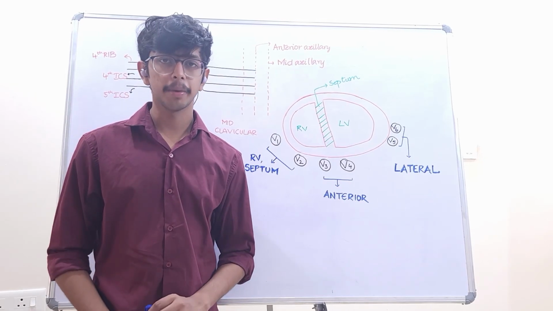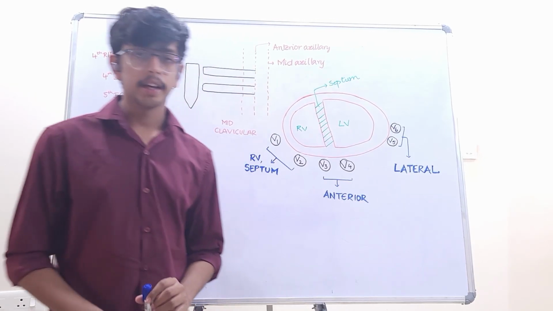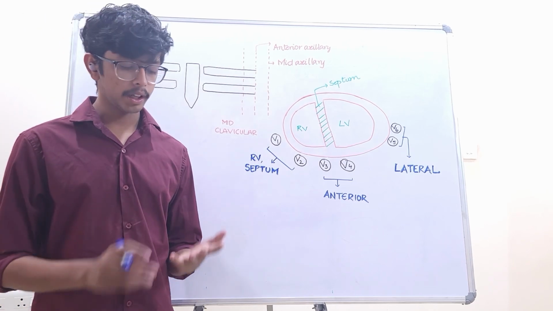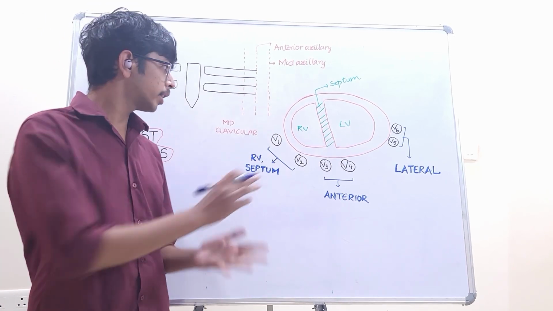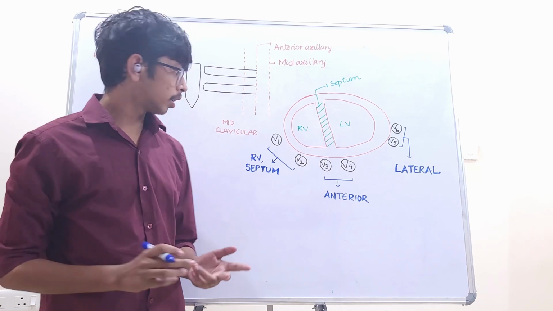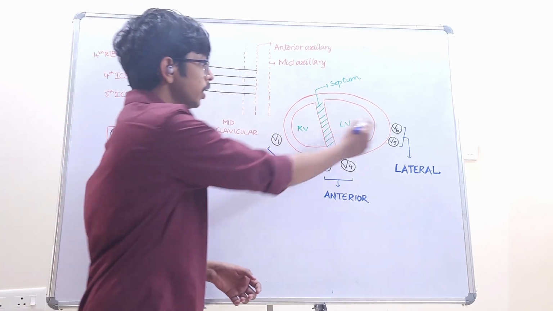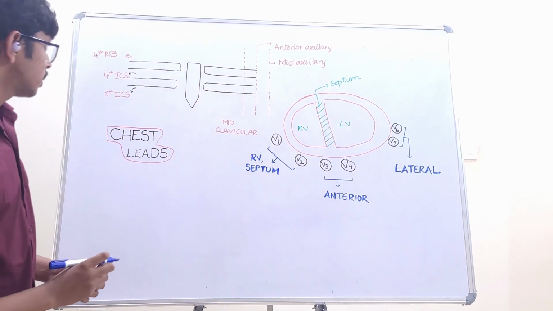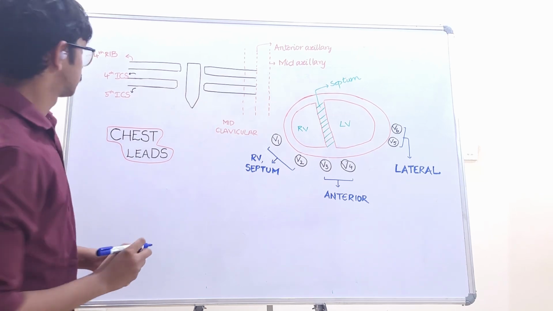Okay guys, today we will be discussing the chest leads. In chest leads you have to know 3 points. One is the placement of the chest leads, how they are oriented to the heart, and what are the waves which we get in V1 and V6. First let's talk about the placement of the chest leads.